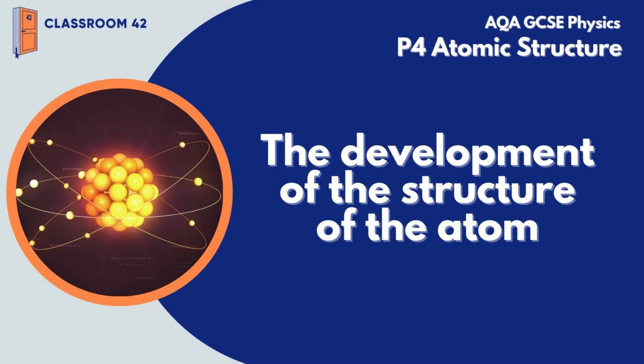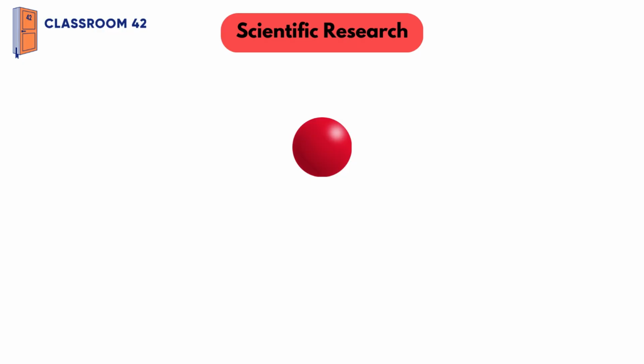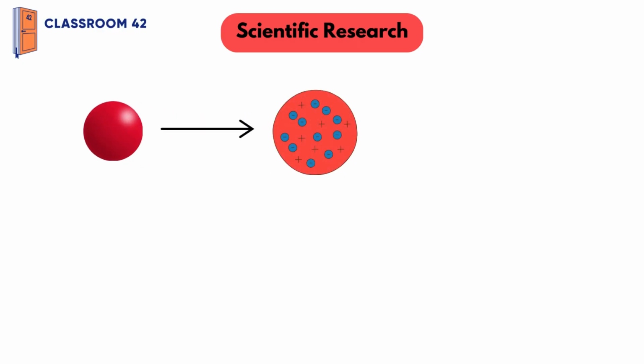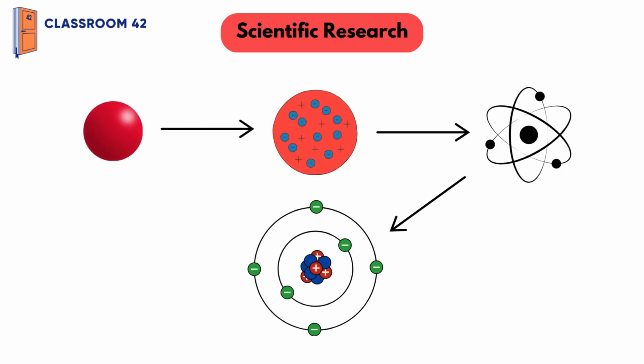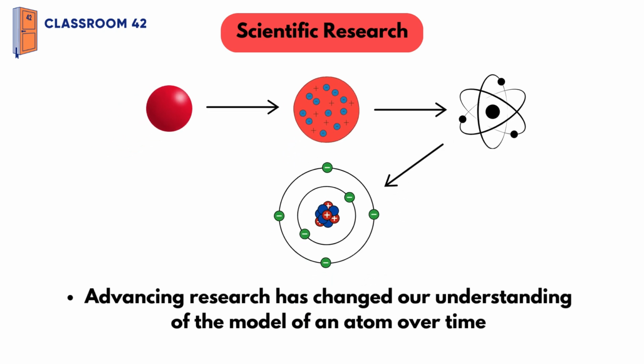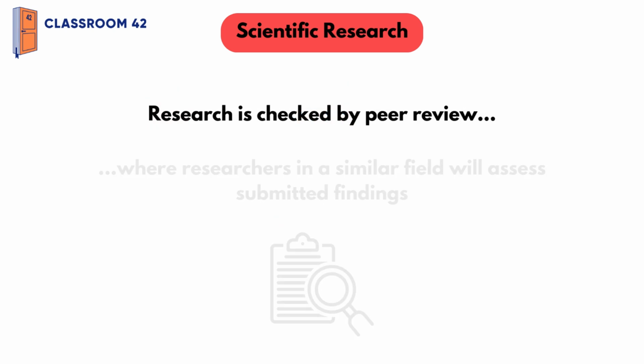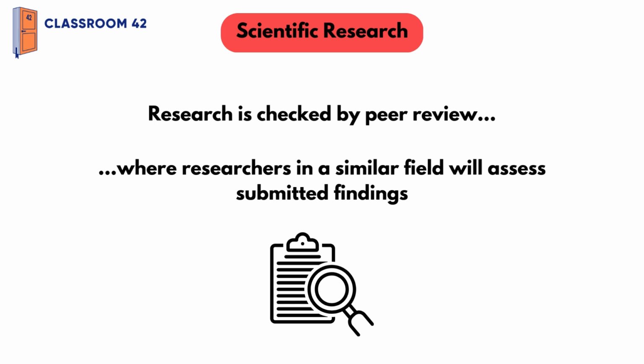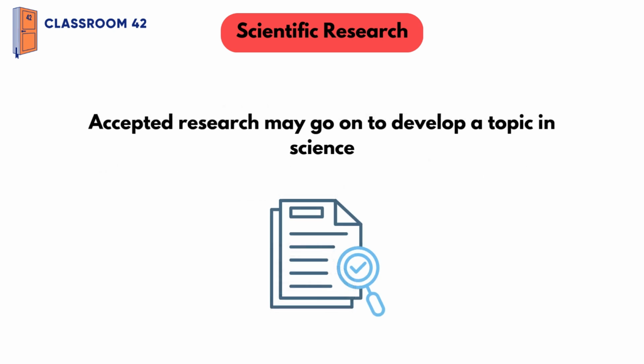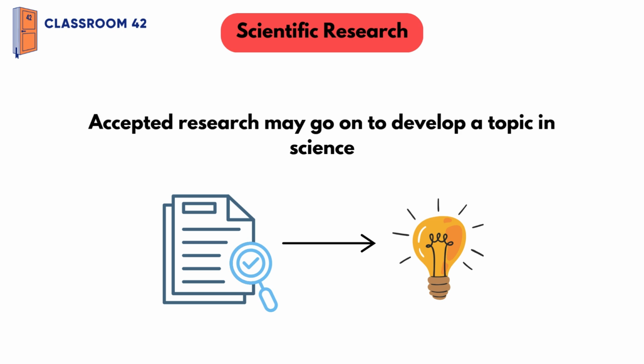P4. The development of the model of the atom. The proposed structure of an atom has changed over time due to advancements in scientific research. Research undergoes peer review, which means that researchers in a similar field will assess the quality of submitted findings. If the work is accepted, it may go on to develop or change our understanding of a topic in science.